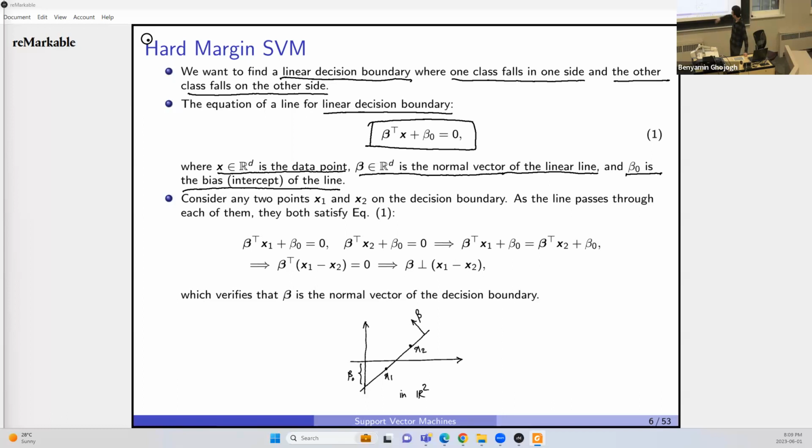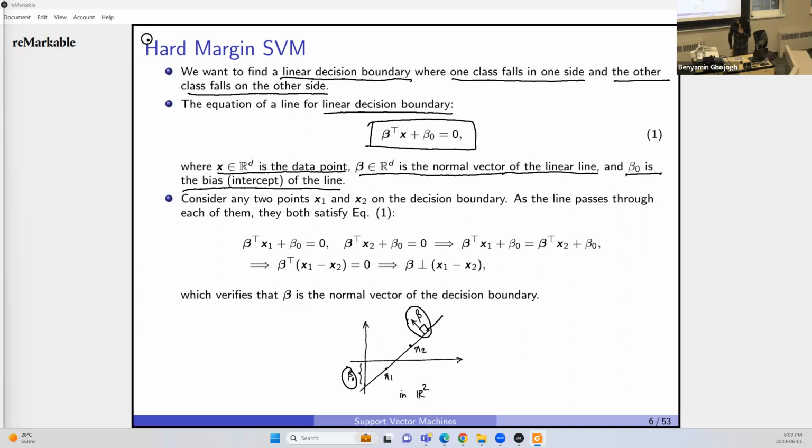You can see it in this figure. Here, this is the linear decision boundary. This is the normal vector, because it's normal, orthogonal, to the line. This beta zero is a scalar. So beta is a vector, but beta zero is a scalar. It's showing the intercept, right? If we don't have beta zero, it will be a linear function. Now, as we have the intercept, it is an affine function.